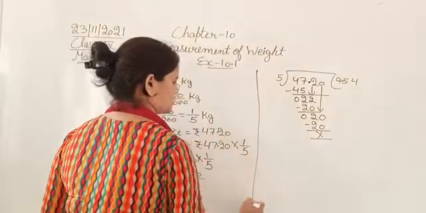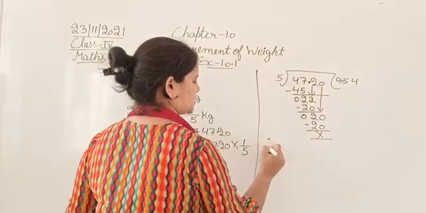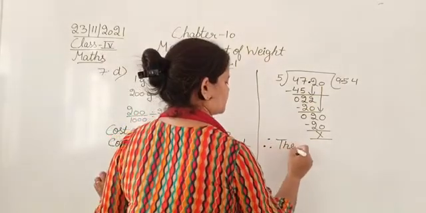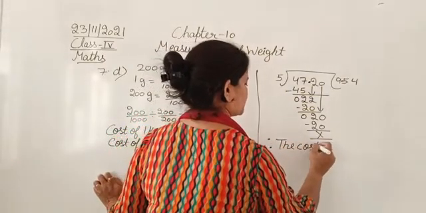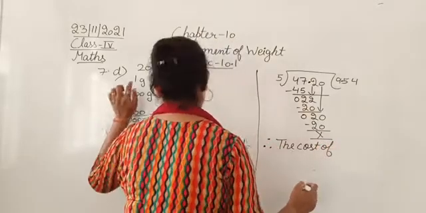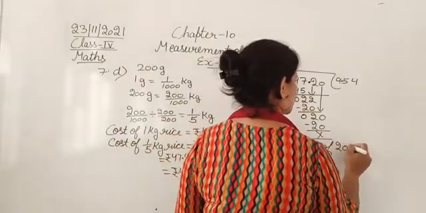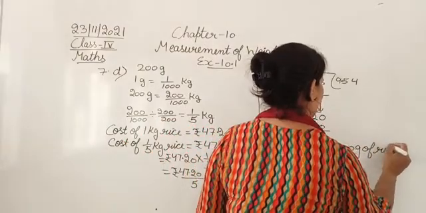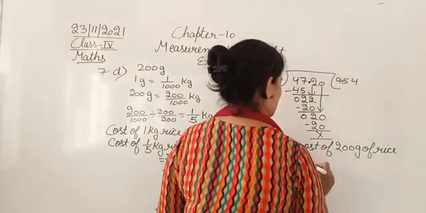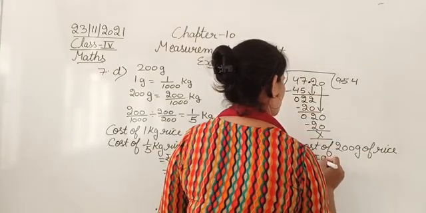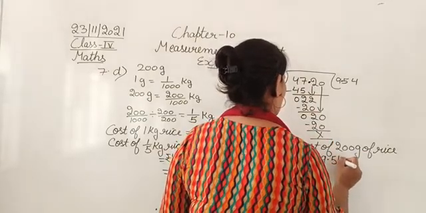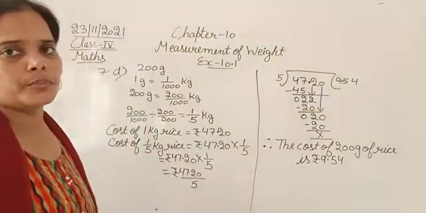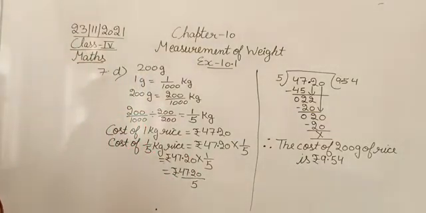So write down, therefore the cost of 200 gram of rice is 9 rupees and 54 paisa. And this is the solution for the D part of question number 7.